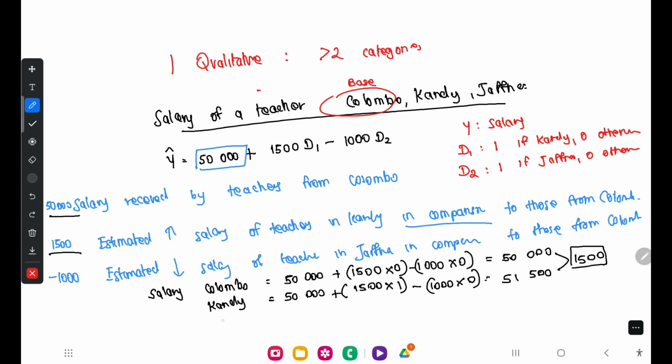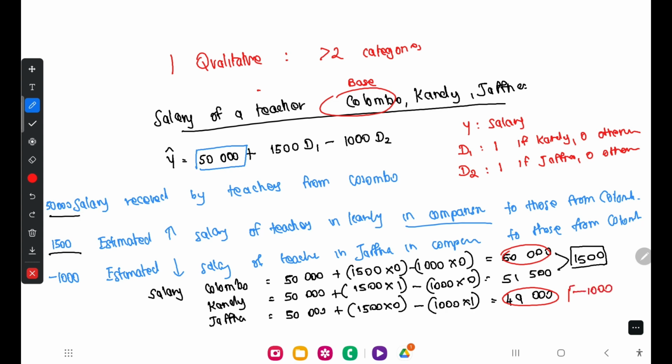Then if I take the teacher to be from Jaffna, we take 50,000. Is he from Kandy? No, so we put 0. Is he from Jaffna? Yes, so we put 1. So 50,000 minus 1,000 is 49,000. So the difference between this 50,000 and 49,000, that is minus 1,000, is what I've explained over here. So a person from Jaffna receives 1,000 less than a teacher from Colombo.